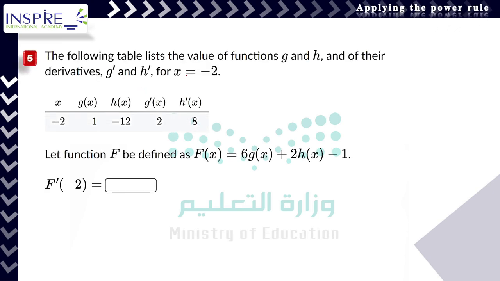Okay, the following table lists the values of the functions g and h and of their derivatives g dash and h dash. We need the derivative at x equal to negative 2. It's the same, we'll get the derivative of f, so f dash of x is equal to 6g dash of x plus 2h dash of x, and of course this one will be 0.